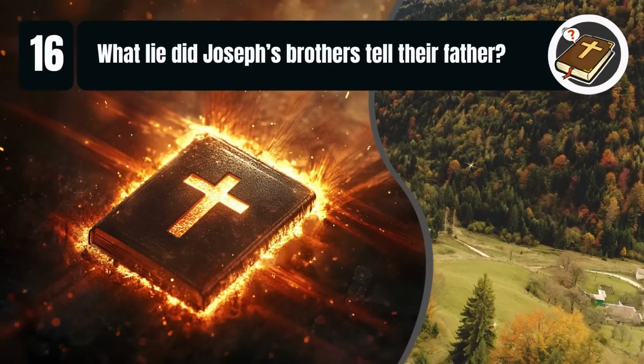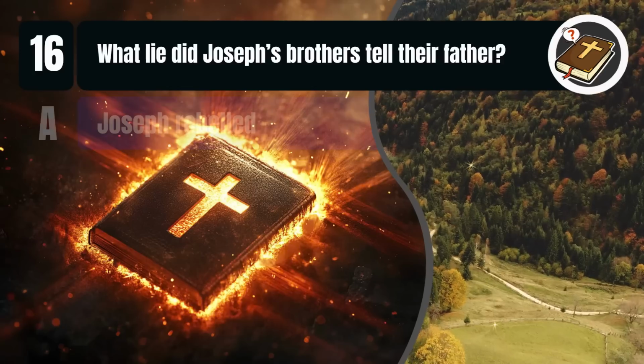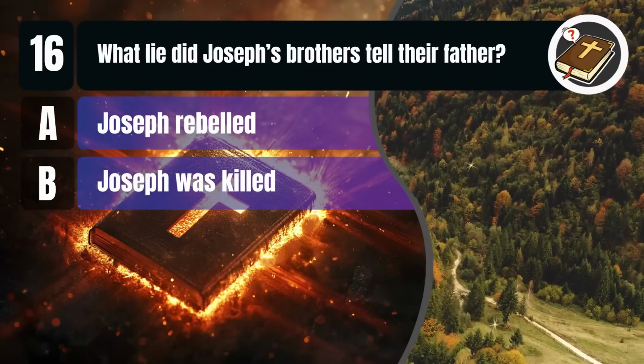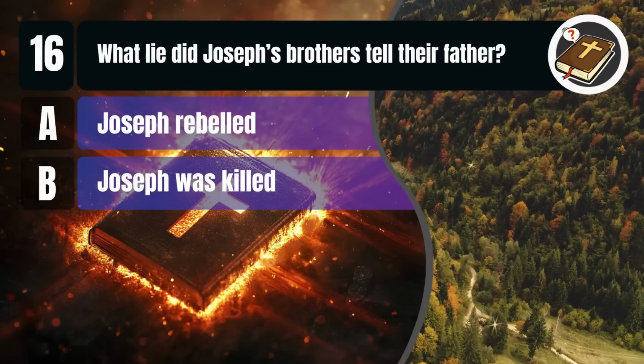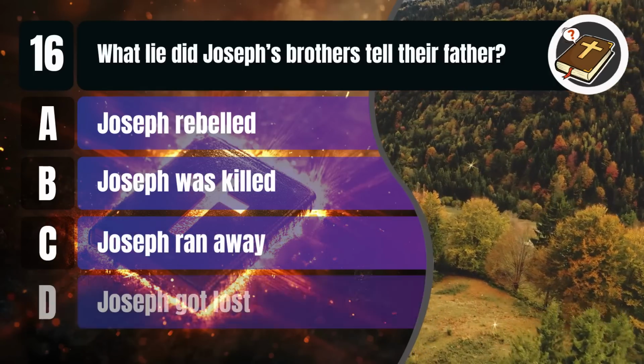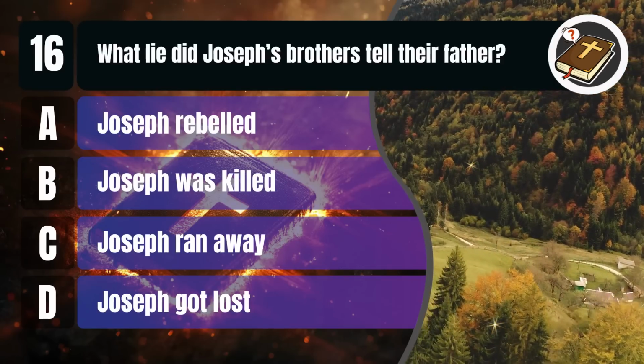Question 16. What lie did Joseph's brothers tell their father? A. Joseph rebelled. B. Joseph was killed. C. Joseph ran away. D. Joseph got lost. You get 10 seconds.